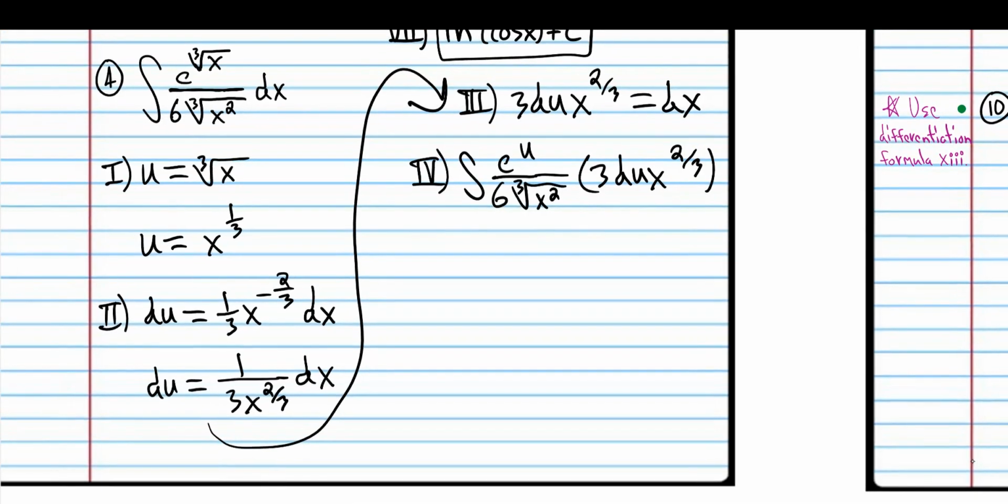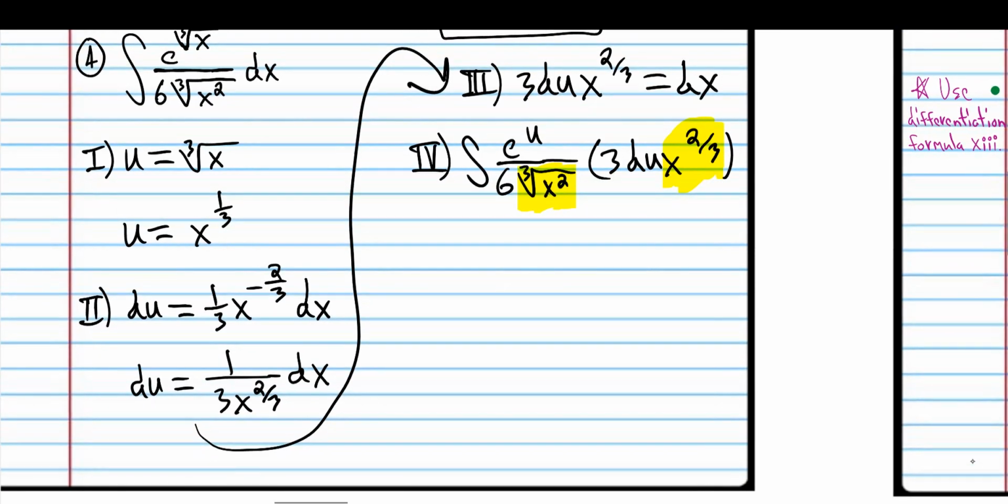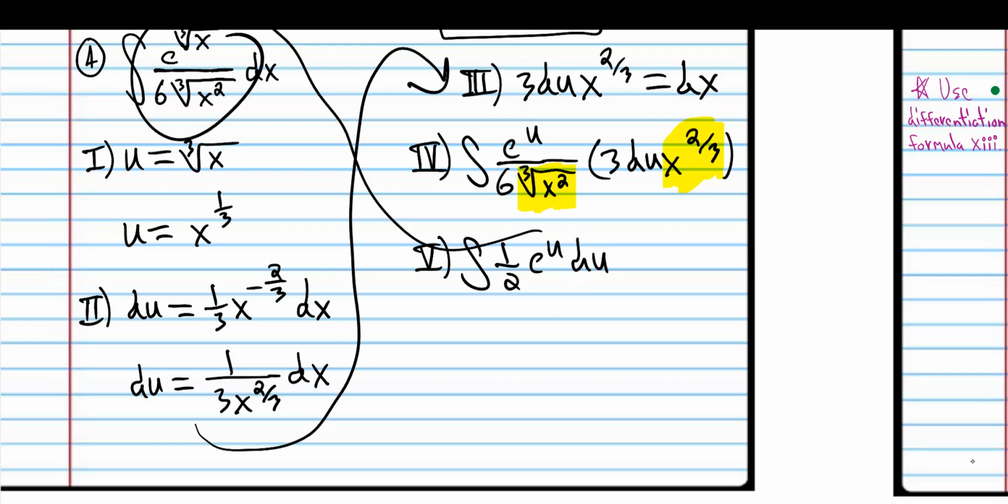So these expressions are going to cancel out, and the 3 and the 6, that's going to become 1/2. And we're going to have, looks like e to the u du. So this expression is a lot easier to find the antiderivative of than this expression.